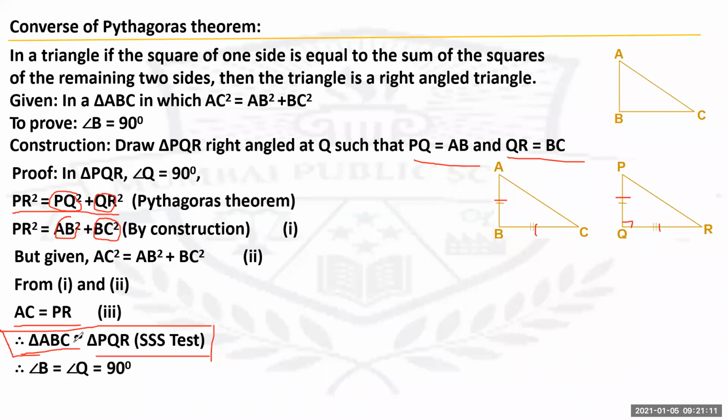Or simply what you can do is you can write congruent also here. Instead of similar, you can write congruent also. Understand this? So as they are congruent, they'll get angle B equals to angle Q. Is this clear to all the students? So let's move ahead now to the next proof.